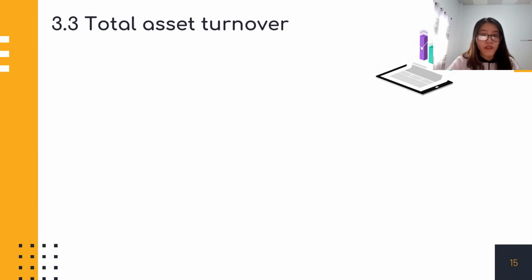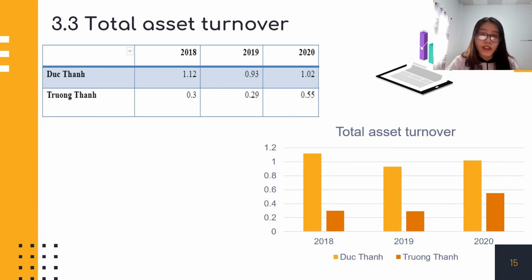And the last one of this group of ratios is total asset turnover. When comparing this ratio with the rival company in the same industry, we see that the total asset turnover ratio of Đức Thành is higher, showing that the company's asset utilization efficiency is quite good.